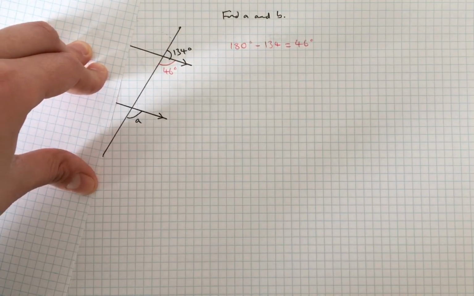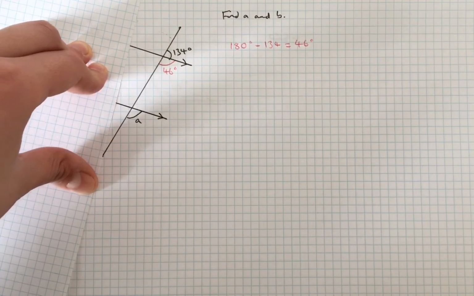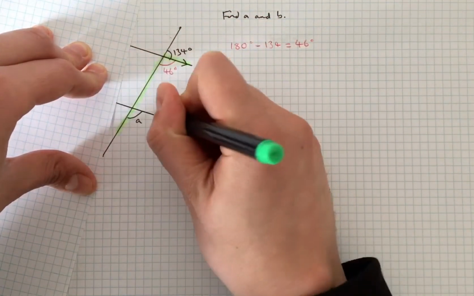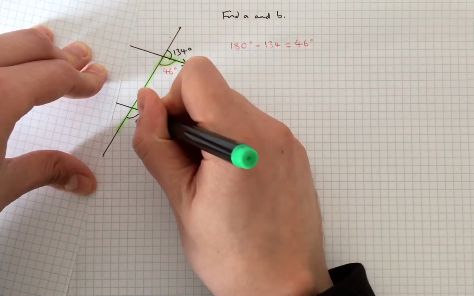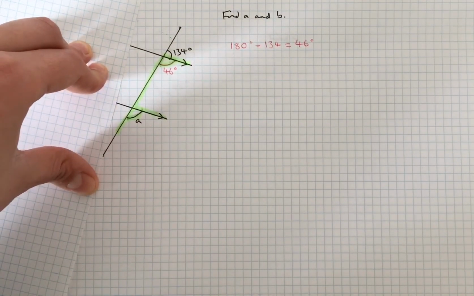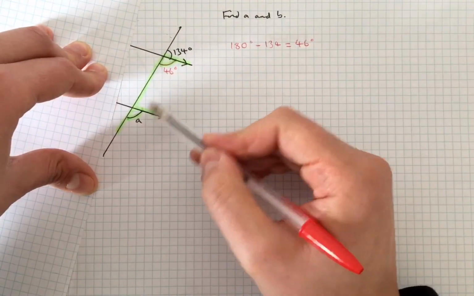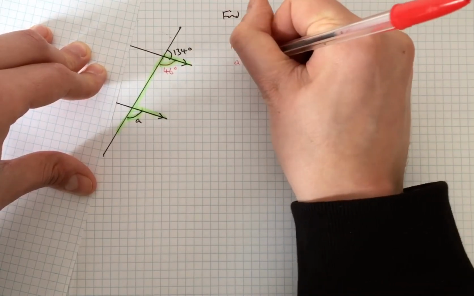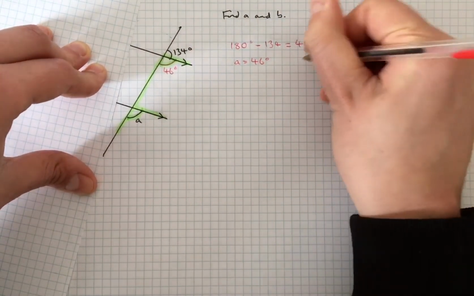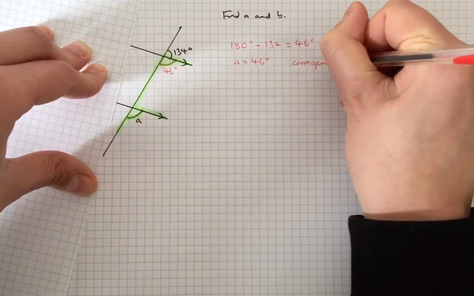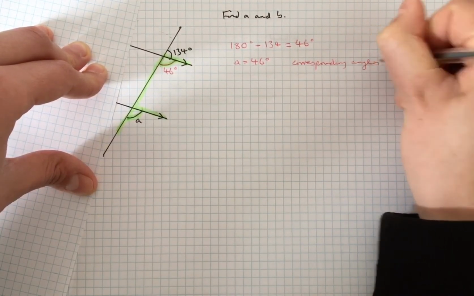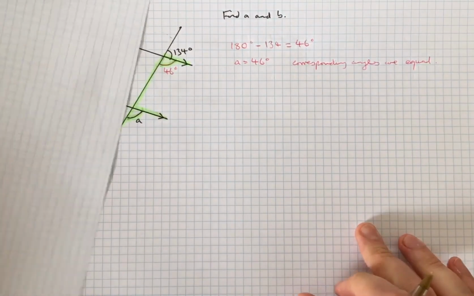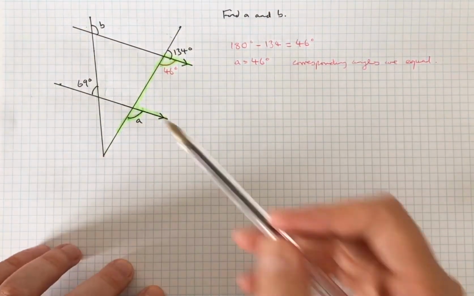I can now start thinking about my angle rules with parallel lines. Now if I have a look here, what I can see is I can draw an F here with the two angles in the armpits of the F. So they are corresponding angles, which means that these two angles are the same because corresponding angles are equal. So now we can just write down that A is 46 degrees. Our angle rule is corresponding angles are equal.